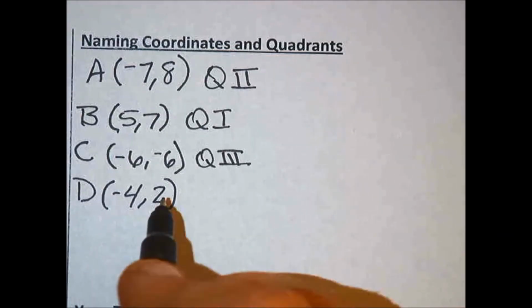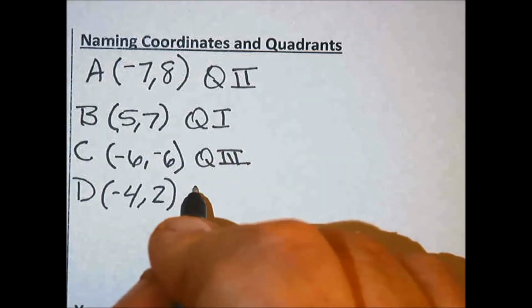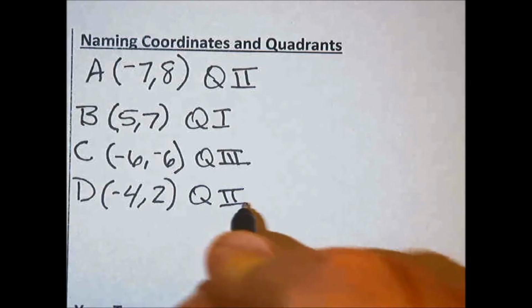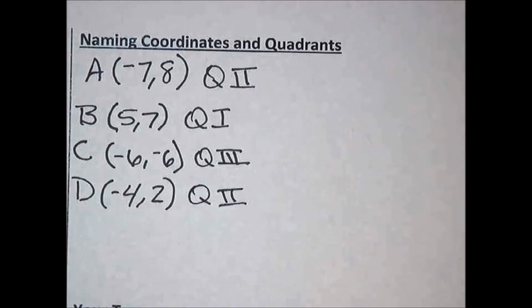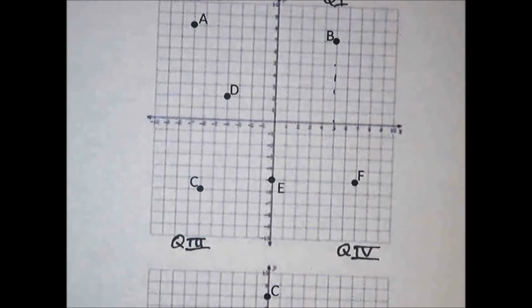Since the first one's negative, second one's positive, that puts it in quadrant 2. Okay? Let's look at point E. Point E is, well, it's right on one of the lines. Okay, well, we should be able to figure that out.